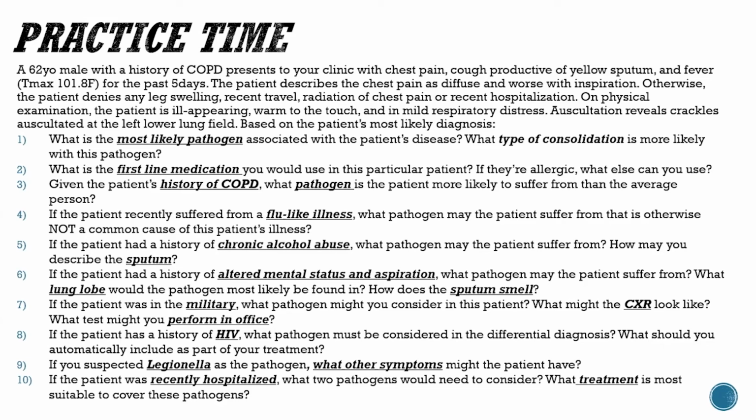However, you can kind of narrow down what you may be dealing with just by looking at some of the key features here. One of them is the fact that you have a patient who is 62 years old, but also has a history of COPD, a lung disease that can increase the risk of certain pathogens. You also see that this patient has a cough productive of yellow sputum.